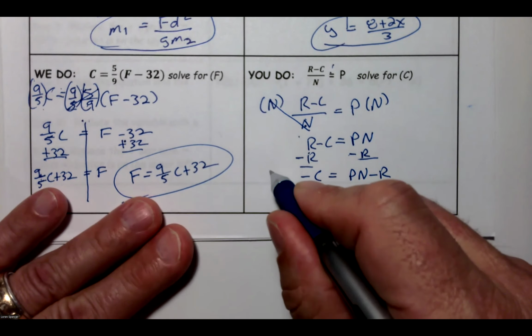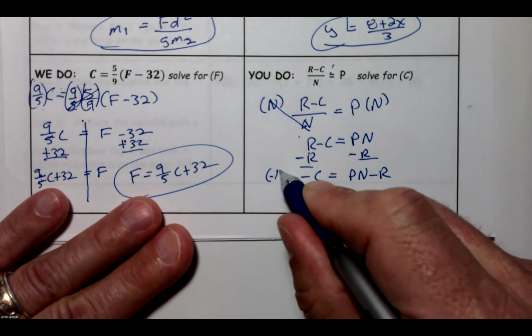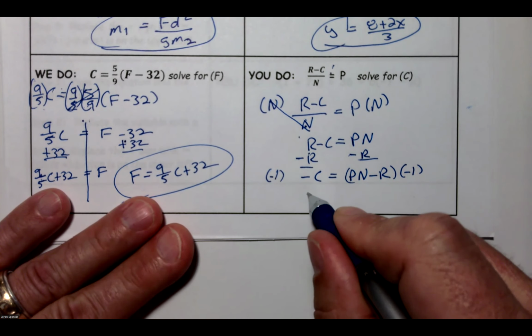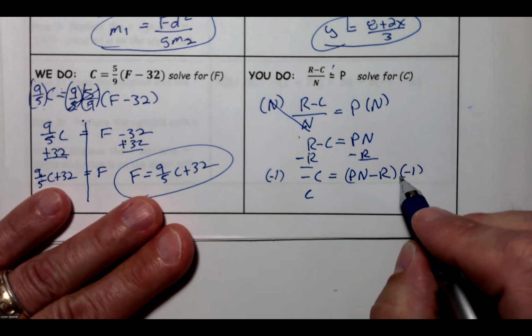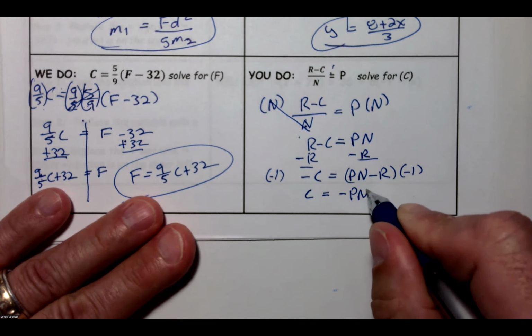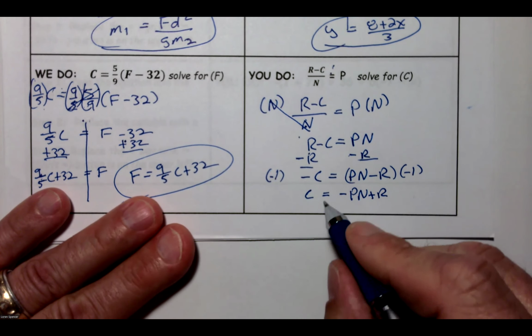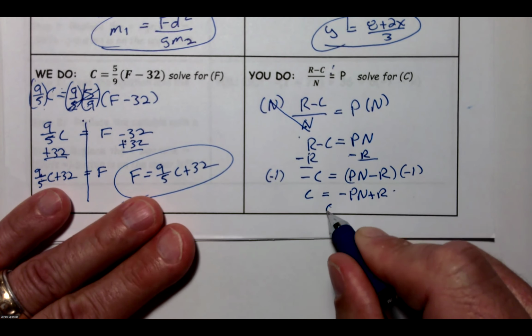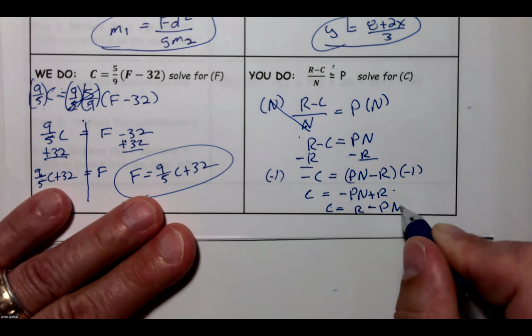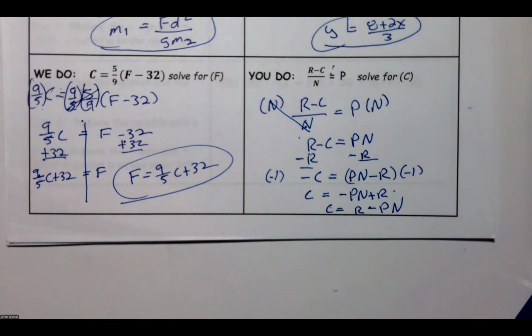But ultimately, if I multiply this side by negative 1 and I multiply this side by negative 1, this becomes a positive c, and every single one of these signs changes, and this will be negative pn plus r. That's correct. It's also correct to write c equals r minus pn. Both of those are correct responses.